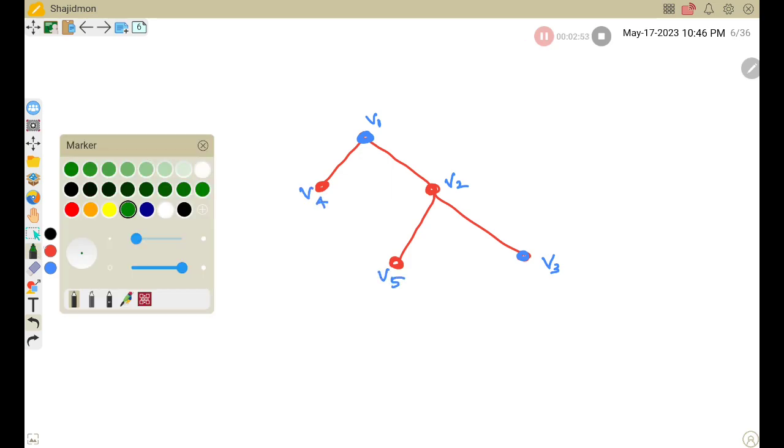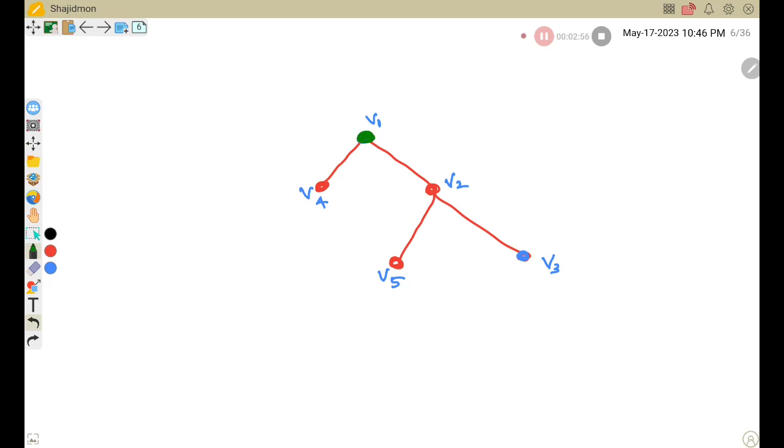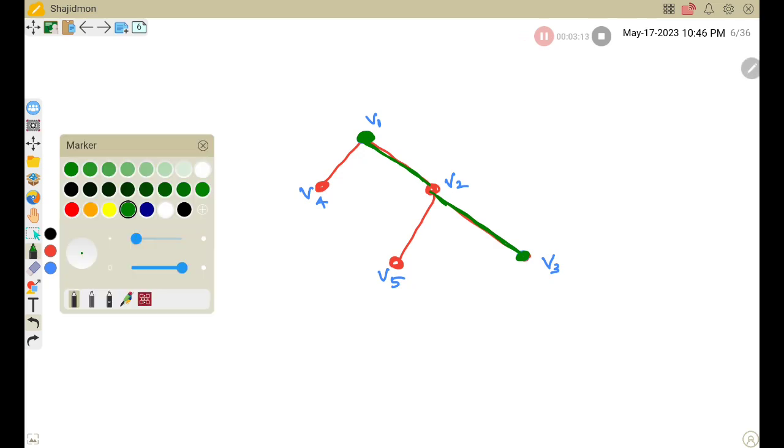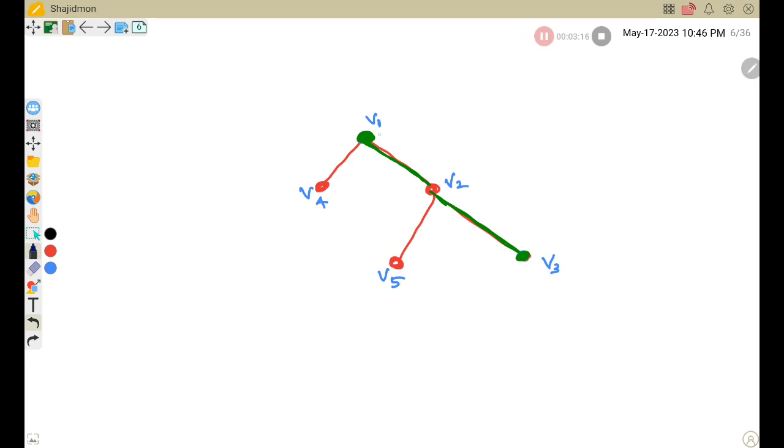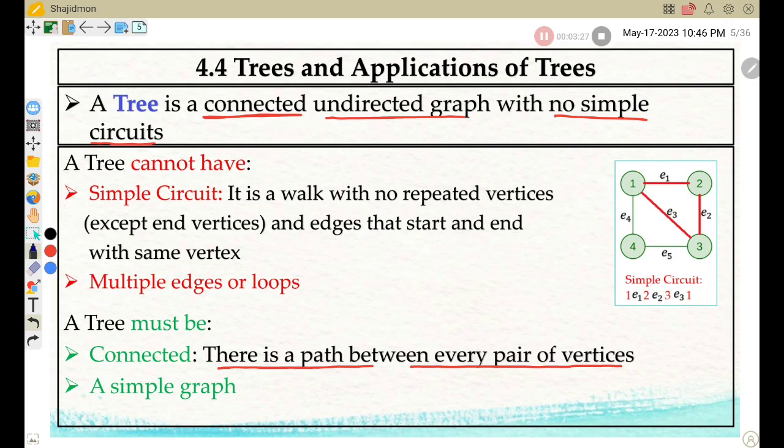Now, if you take any pair of vertices, for example, vertex number 1 and vertex number 3, there should be a path between these two. For example, we have a path V1 to V2 and V2 to V3. So if you take any pair of vertices, we will get one path connecting those two vertices. That is the meaning of connected. For example, V1 and V5: V1 to V2 we can move, V2 to V5 we can move, so there is a path. So a tree is a connected undirected graph with no simple circuits.